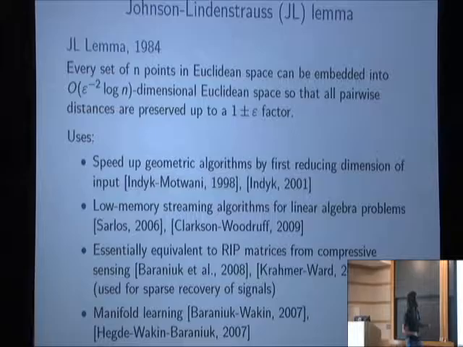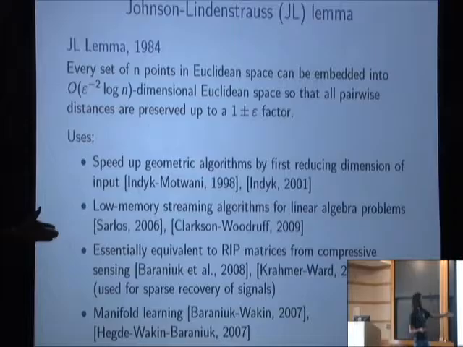I won't talk about what RIP is, but there's a paper I really like by Krahmer and Ward showing that the opposite is true. If you take any fixed RIP matrix and multiply it by a random sign matrix, that will give you a JL distribution. It's also used in some manifold learning applications, which I need to learn more about myself.